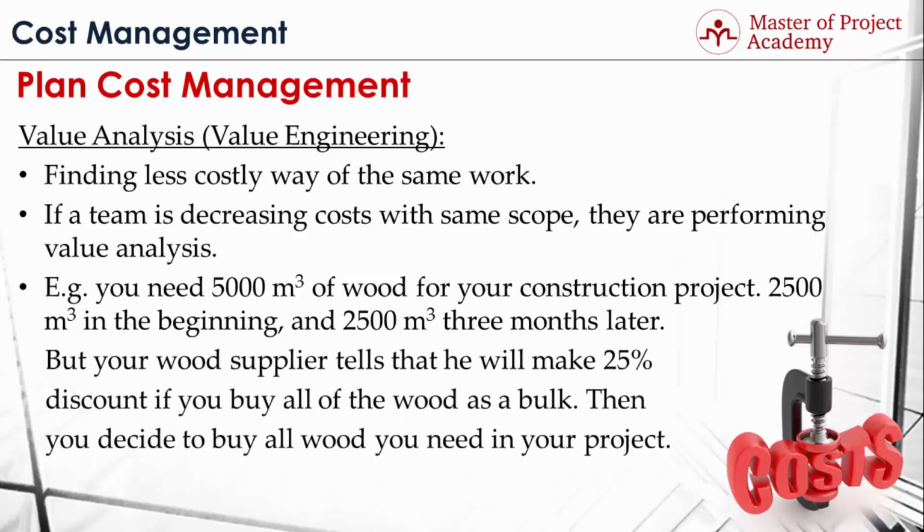However, your wood supplier tells you that if you buy all 5,000 cubic meters at once, he can make a 25% discount from the list price. You will need a total of 5,000 cubic meters of wood anyhow in your project, and buying all the wood at once at the beginning of the project is less costly. Here in this scenario, the total amount of the material that will be purchased is the same, but you reduce the cost by buying all the required amount at once. And this is an example of value engineering.